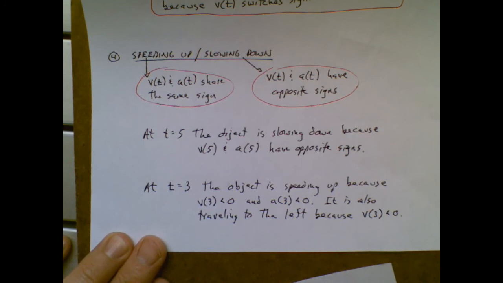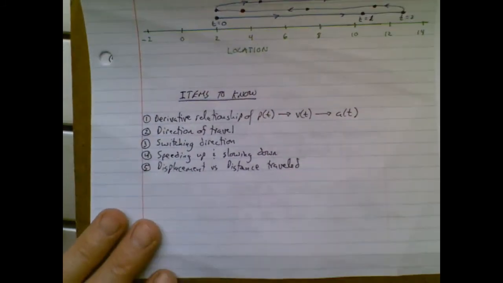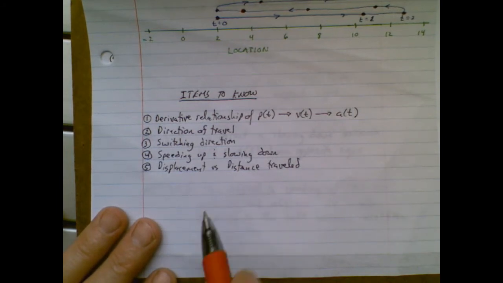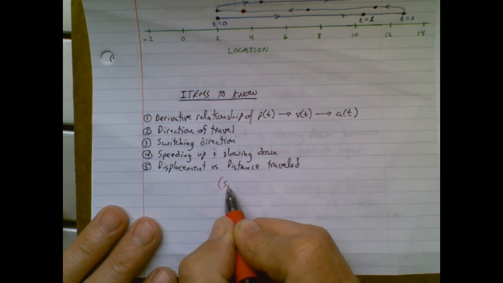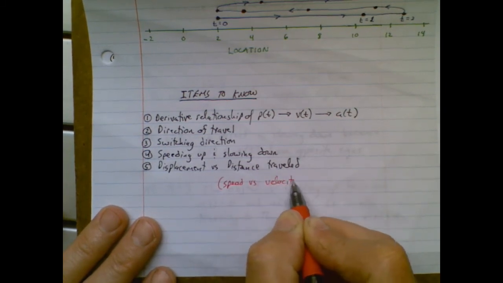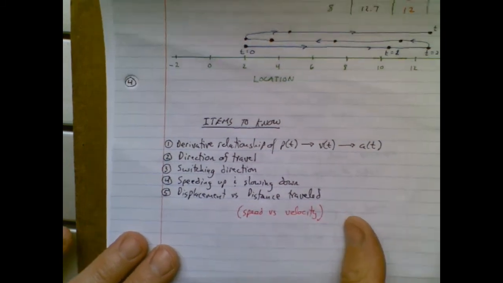We have one more item to go, and on the items to know, it's displacement versus distance traveled, and then as we do that, I'm also going to talk a little bit about speed versus velocity.